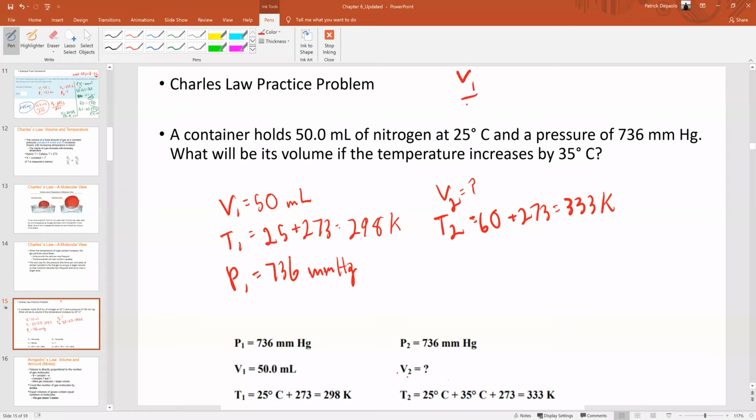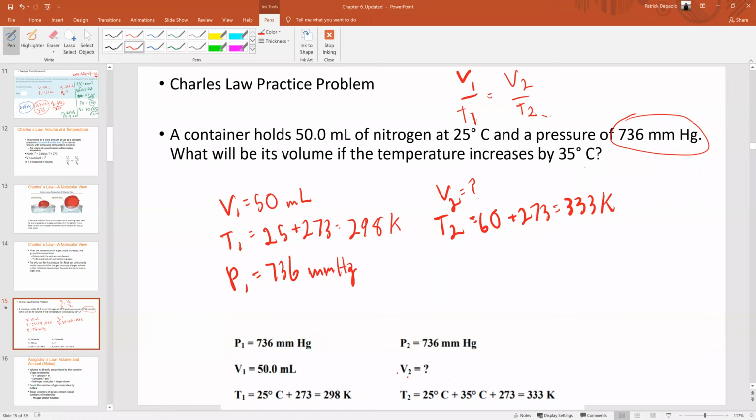That means we have V1 over T1 equals V2 over T2. But the question is giving us pressure. What do we do with it? It doesn't talk about pressure in the rest of the problem. It just says it once.